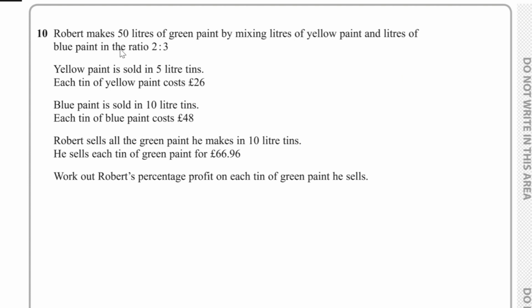Question number 10. Robert makes 50 litres of green paint by mixing litres of yellow paint and litres of blue paint in the ratio 2 to 3. Yellow paint is sold in 5 litre tins. Each tin of yellow paint costs £26. Blue paint is sold in 10 litre tins. Each tin of blue paint costs £48. Robert sells all the green paint he makes in 10 litre tins. He sells each tin of green paint for £66.96. We have to work out Robert's percentage profit on each tin of green paint he sells.